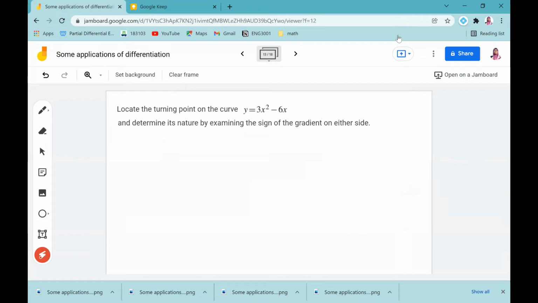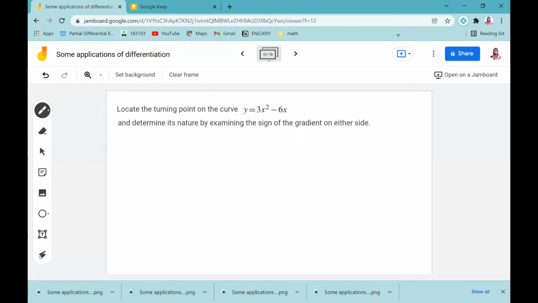Locate the turning point on the curve y equals 3x squared minus 6x, and determine its nature by examining the sign of the gradient on either side. So this is the second method. Now what we do is we have to find dy/dx.